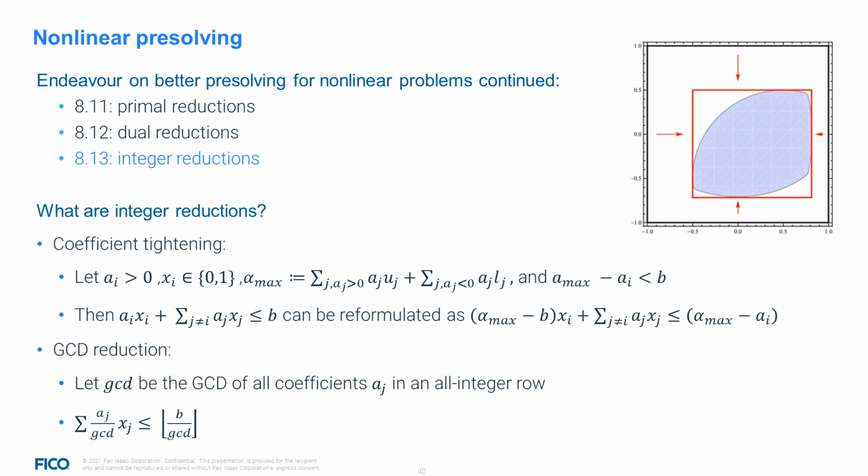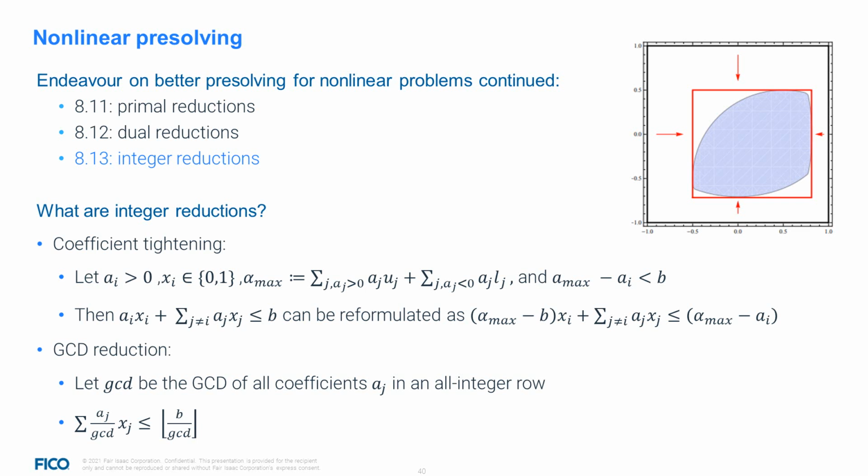This is a disjunctive argument. For fixing xi to 0, the new inequality is still redundant, but tighter. And for fixing xi to 1, we get the original inequality. Since xi is binary, it is sufficient to check these 2 cases.